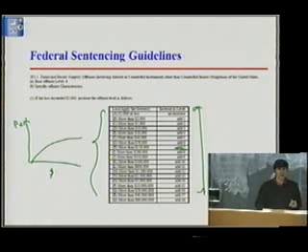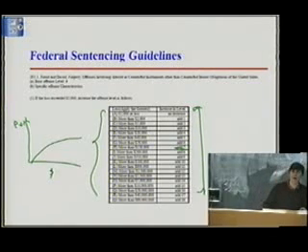So here's a question for you. You say, I want to steal $1 million. I have a choice of doing one crime to steal $1 million, or knocking off 10 liquor stores at $100,000 each. Which will get you more punishment?